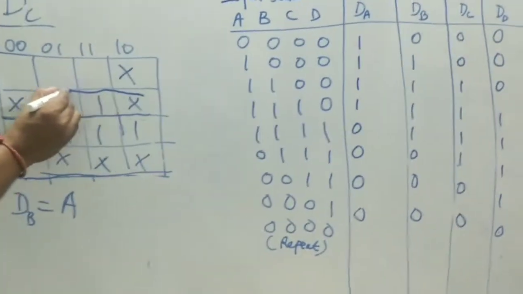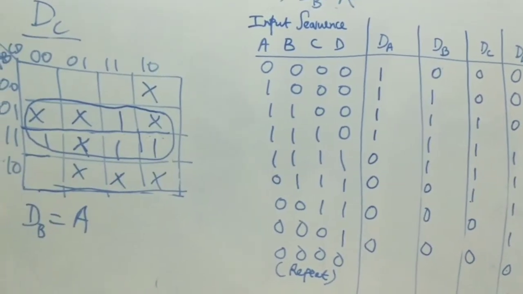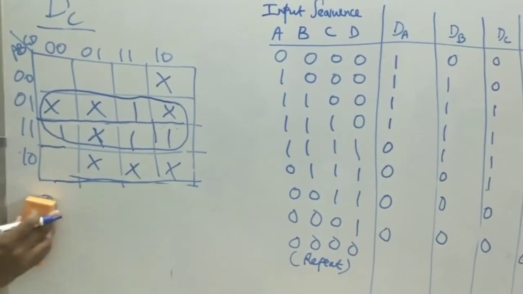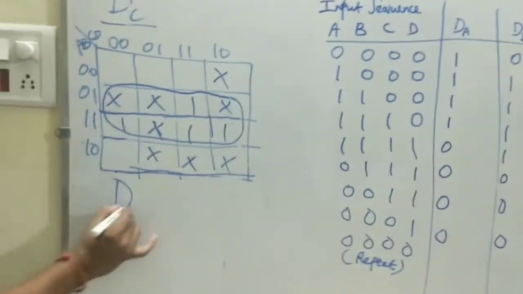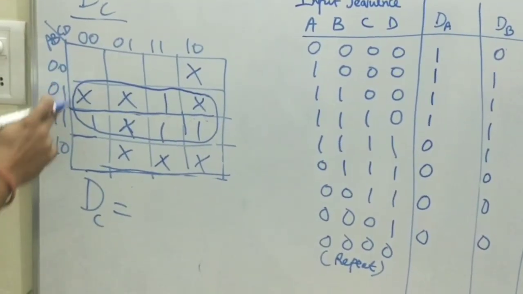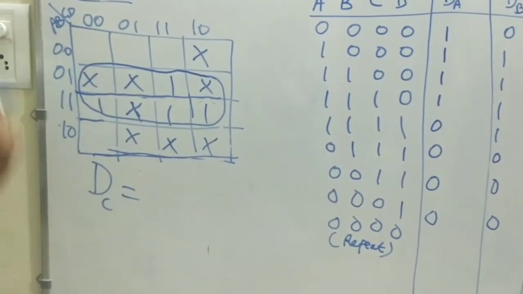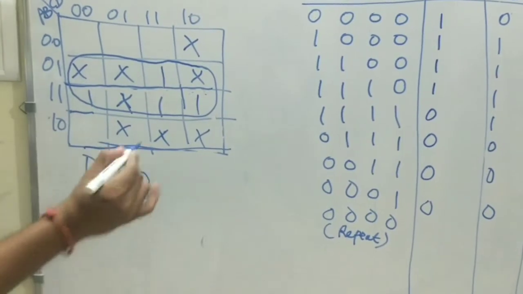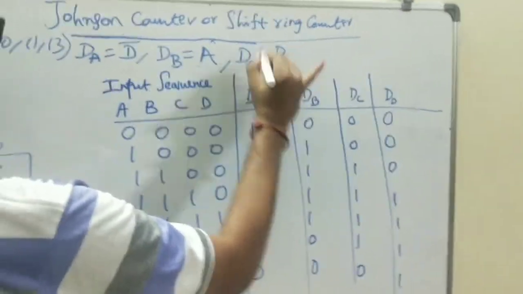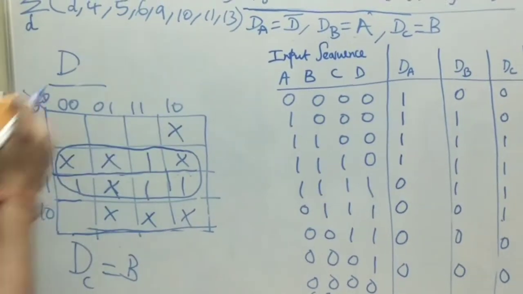Can form an octet. Once again, CD won't come. What is the value of DC now? These two values are coming, that is 0 1 and 1 1. The common bit is 1, that corresponds to B. So DC is having a value B. So this is the expression for DC. DC is B.